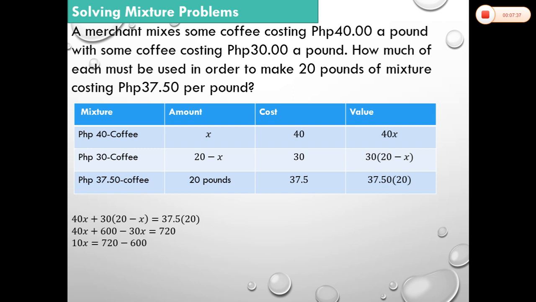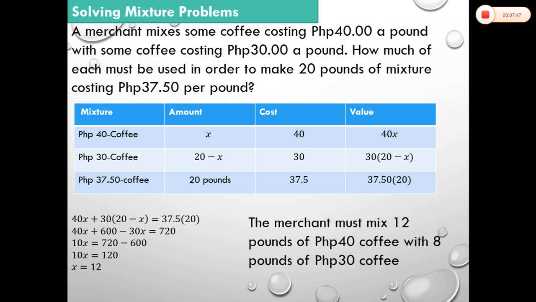Solving for x, we have 10x is equal to 720 minus 600. 10x is 120 and x is equal to 12. Therefore, the merchant must mix 12 pounds of 40 peso coffee with 8 pounds of 30 peso coffee.